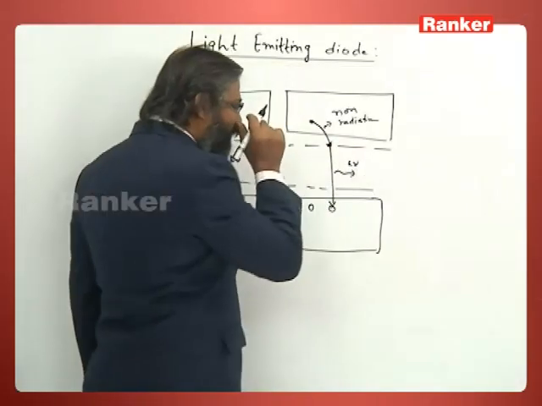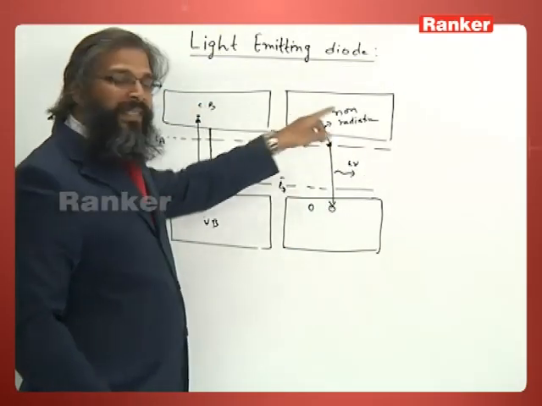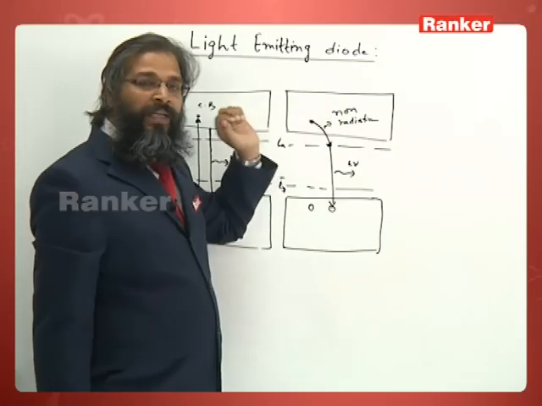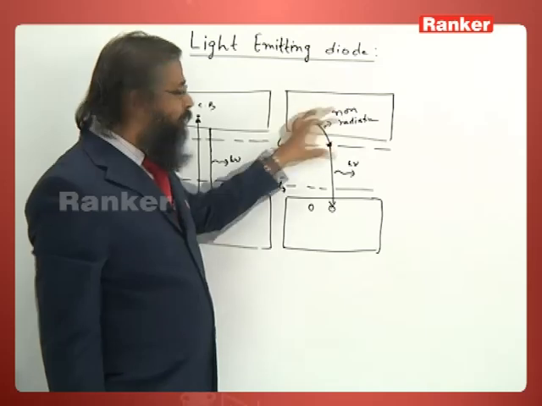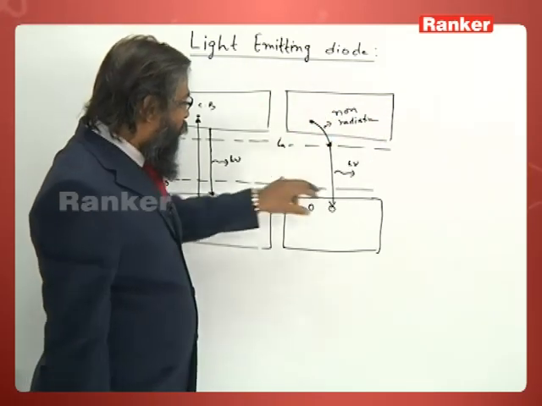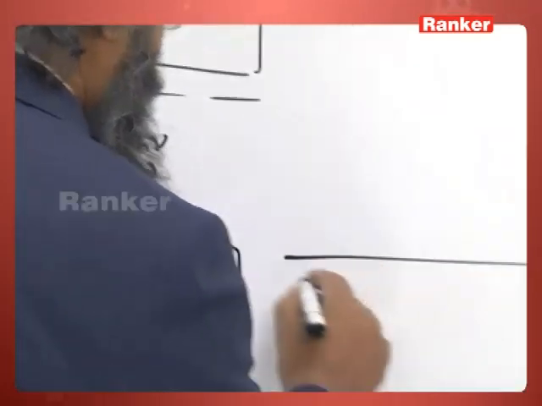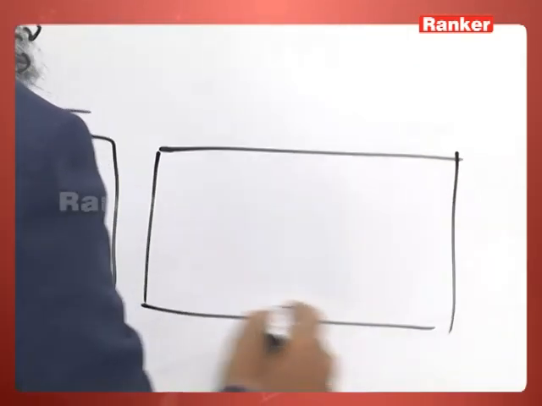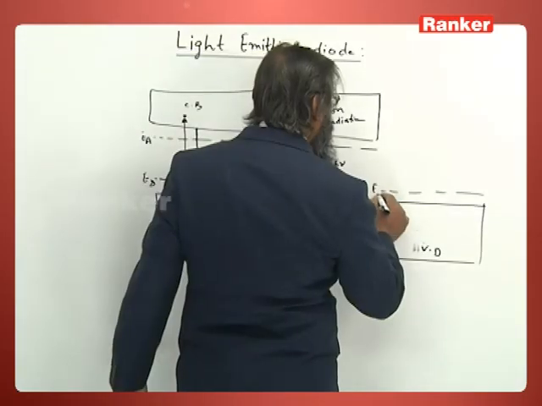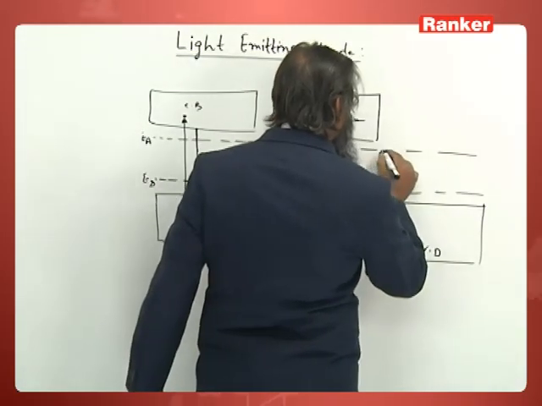Non-radiative means the energy will be radiated, no doubt, but that won't lie in the visible region. That may be in the infrared region, and that energy will be absorbed by the lattice. So it won't come out from the system. This is the valence band, this is the donor level, this is your acceptor level.